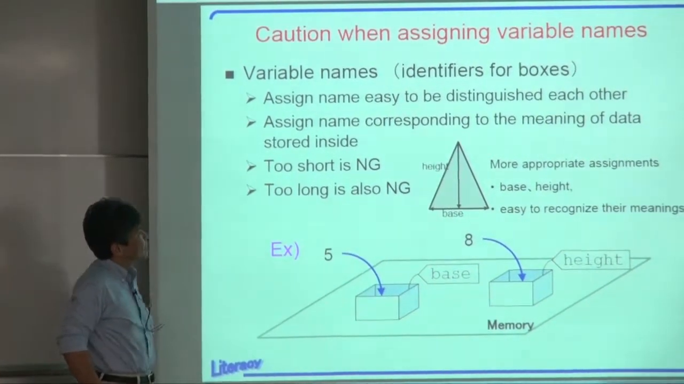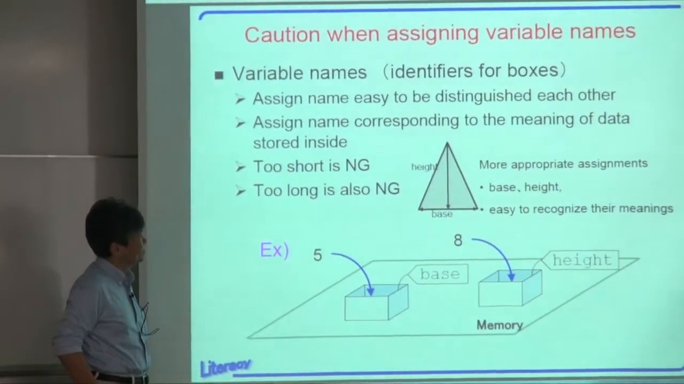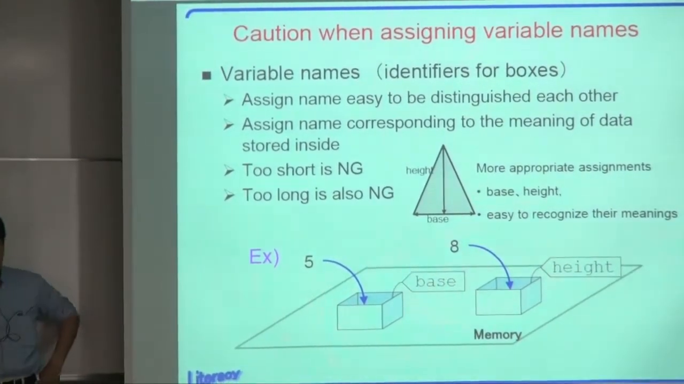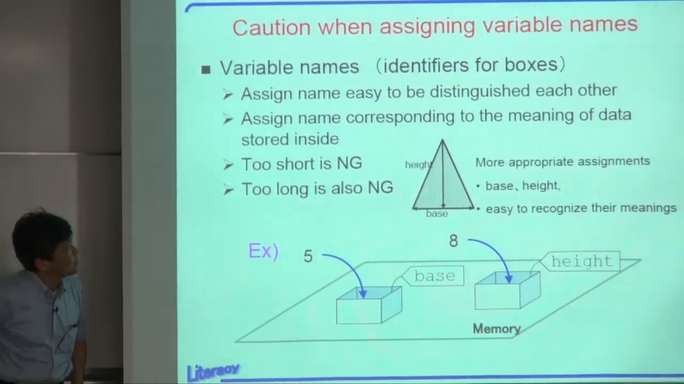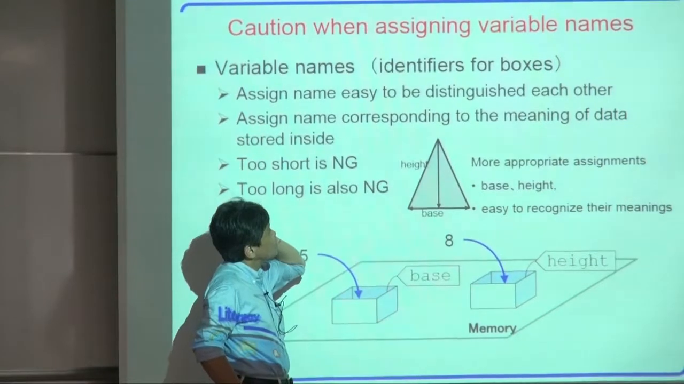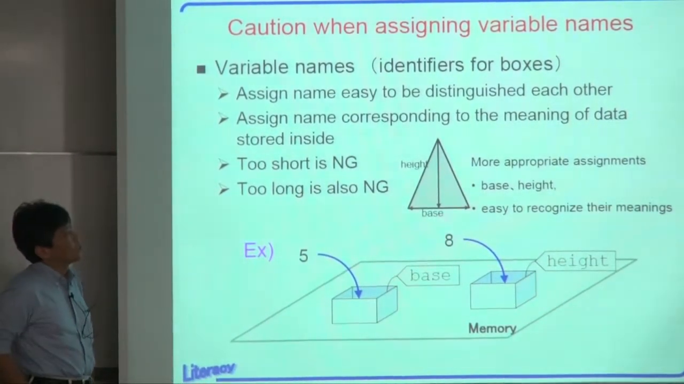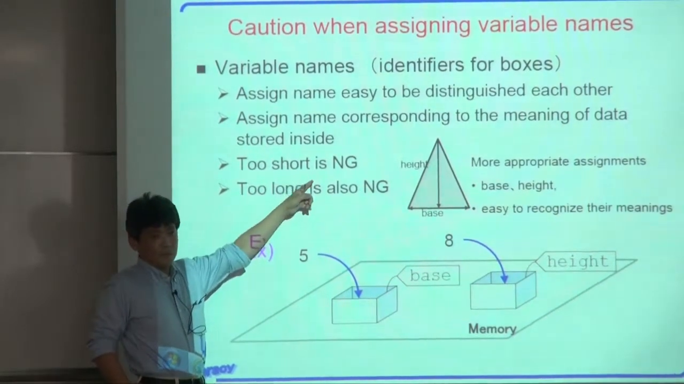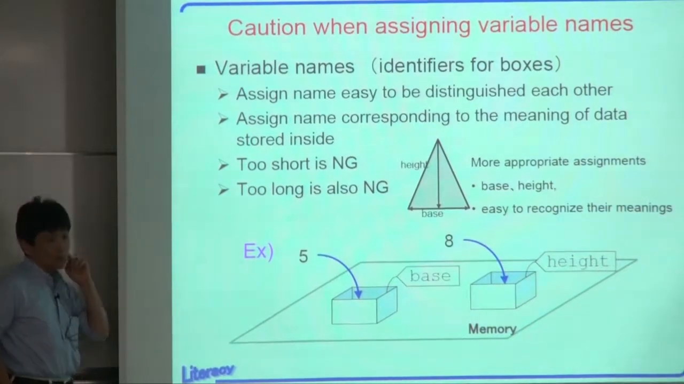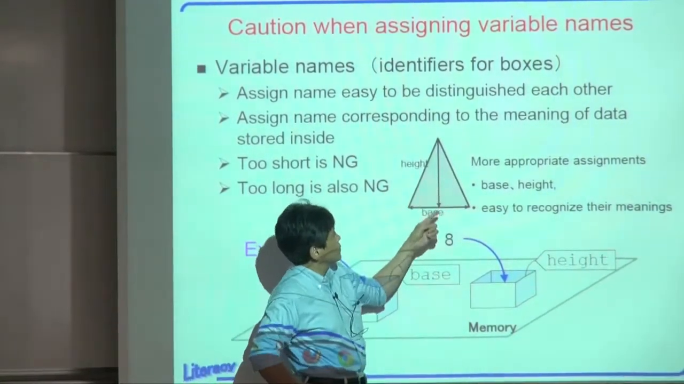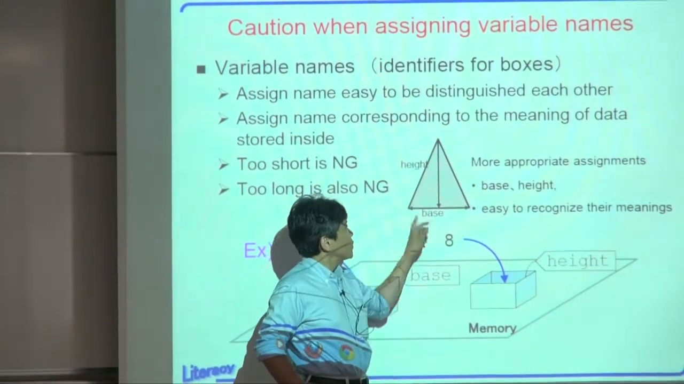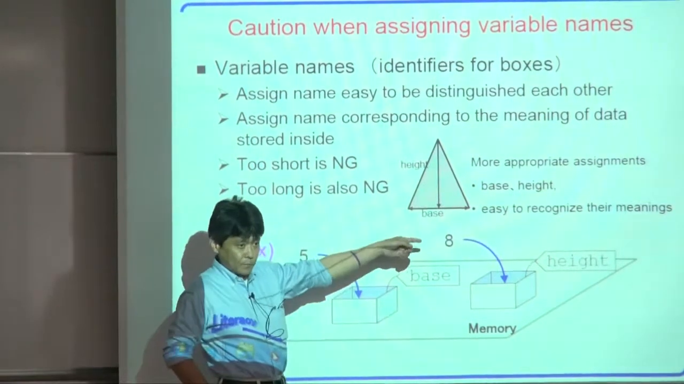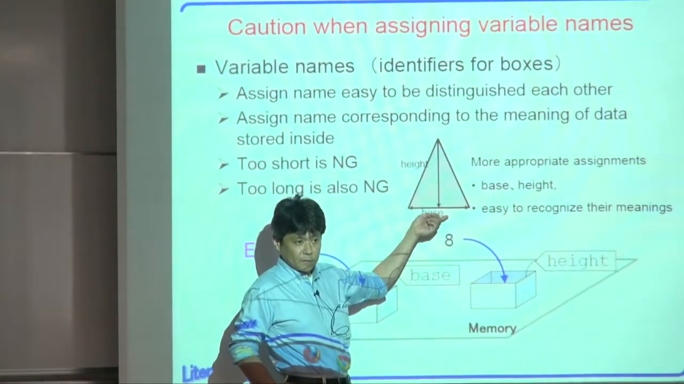So this sheet also shows a standard guideline for specifying the variable name. Of course, it's better to assign a variable name that is easy to understand, especially a name that corresponds to the meaning of the data actually stored in the variable. A name that is too short is not good, and a name that is too long is also not good. So this is a good case. This triangle consists of two variables, base and height, usually. In this case, base and height are treated as variable names for calculating the area of the triangle.